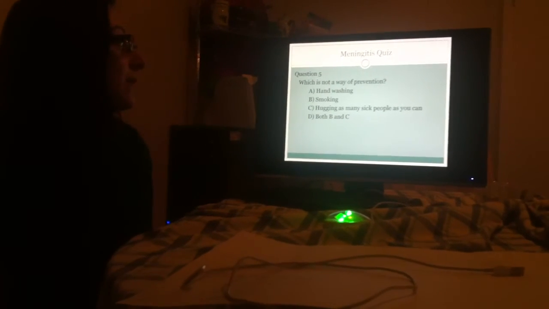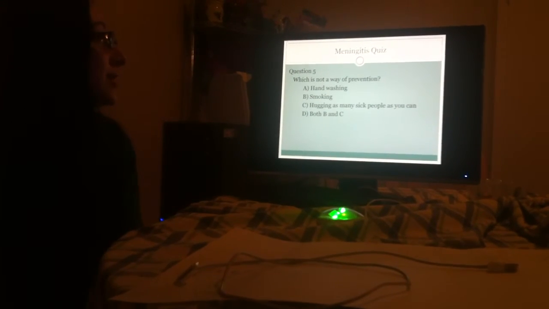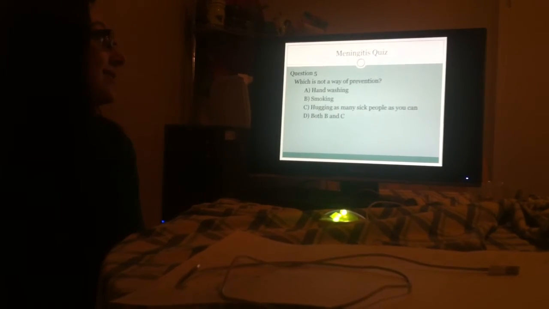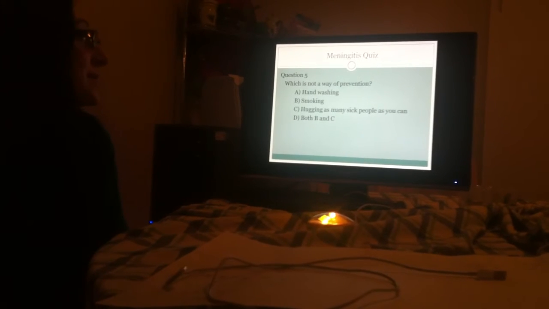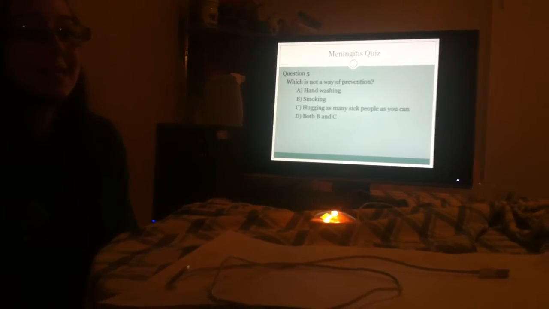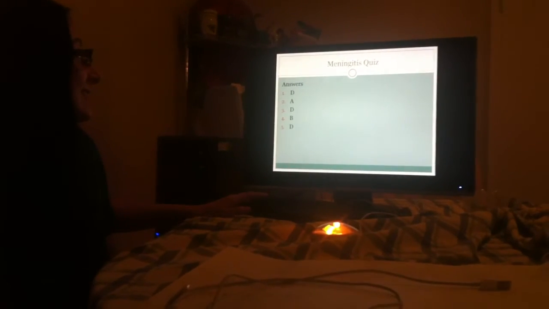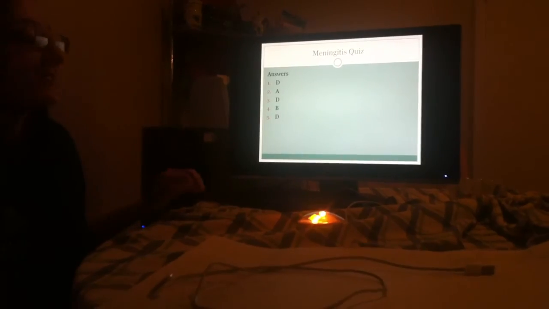Which is not a way of prevention? A, hand washing; B, smoking; C, hugging as many sick people as you can; or D, both B and C. The correct answer is D. And there are the clear answers. And this concludes the presentation on bacterial meningitis.